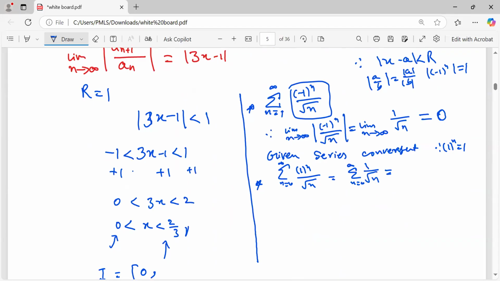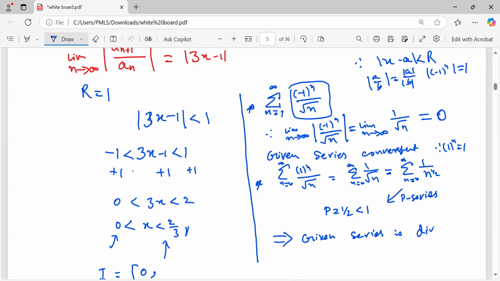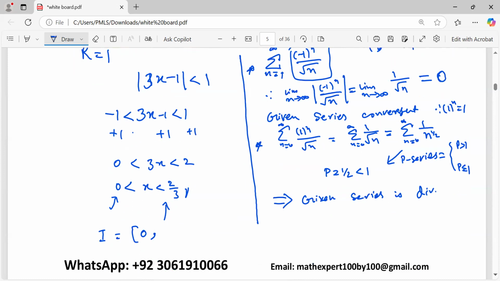Now we can also write it as the summation from n equals 0 to infinity of 1 over n raised to power 1 by 2. If we apply the p-series test here, what is p? p is 1 by 2, which is less than 1. This means that the given series is divergent, because the p-series test states that if p is greater than 1, then it is convergent, and if p is less than or equal to 1, then it is divergent. So in this way, the point 2 by 3 will not be part of the interval of convergence.